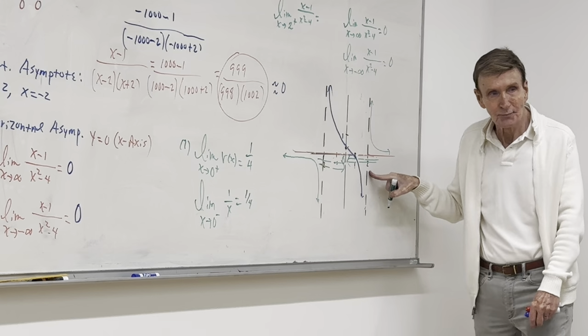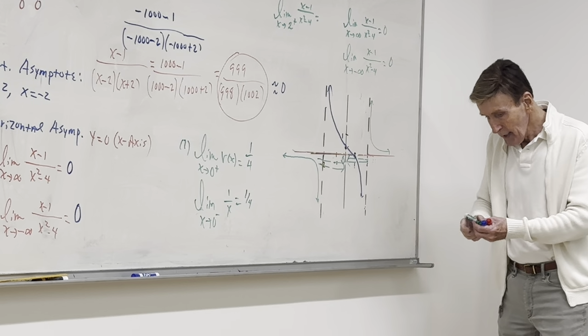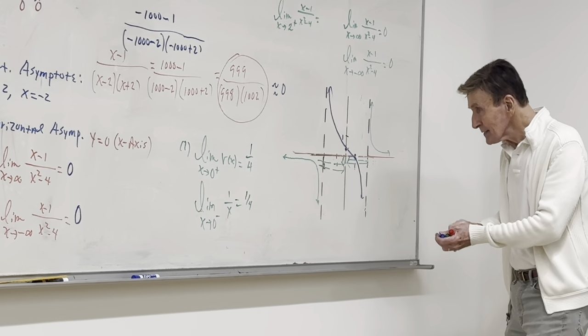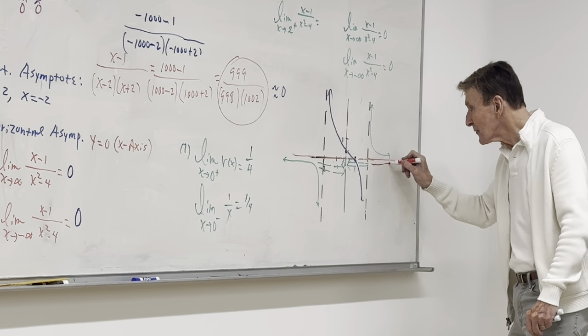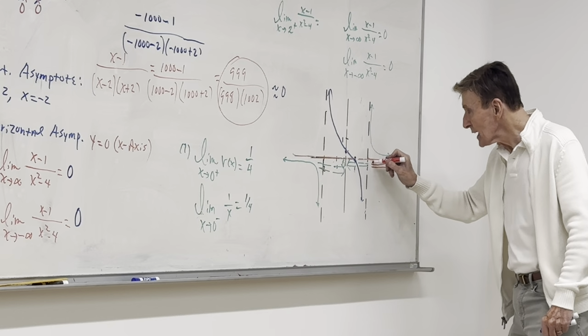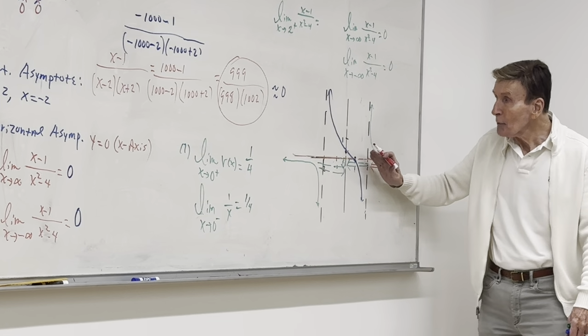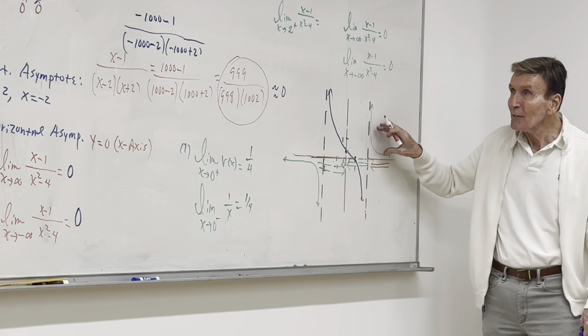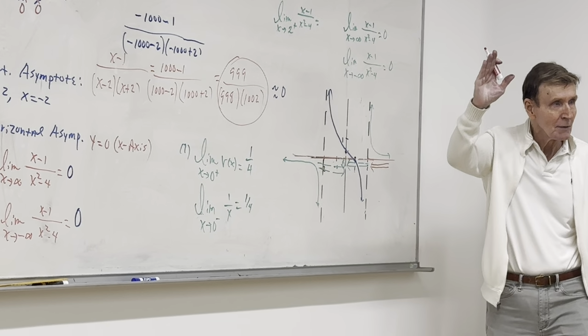Guys, here's 2. So it says stay on the right-hand side of 2. You're approaching in this direction. You're approaching 2, but you're staying on the right. Can anyone tell me, as you approach 2 from the right, what's my green piece of the graph over here doing? Is it rising forever? Infinity.